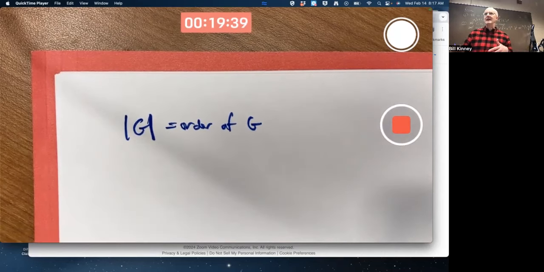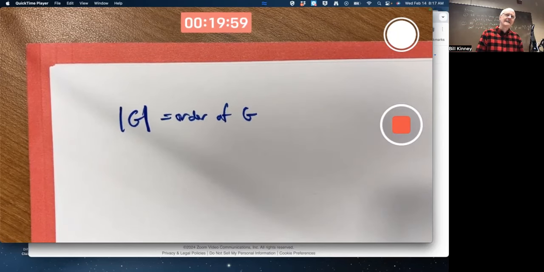But more generally, the order of an infinite group is what's called its cardinality. And there are examples of what are called infinite cardinals. Different kinds of infinity, effectively. But we're not going to get into that. You'll learn a little bit about that in real analysis.